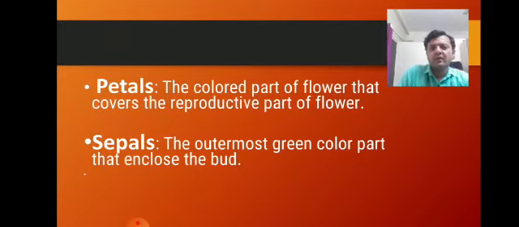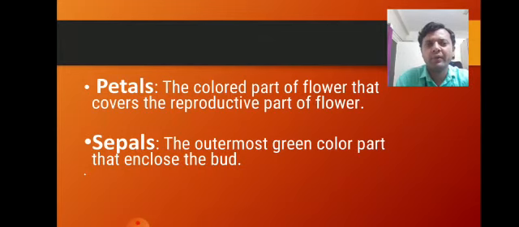Petals are nothing but the colored part of a flower that cover the reproductive part of flower. Then sepals, the outermost green color part that enclose the bud. Okay, you all know the bud, where the bud is located. Sepal encloses the bud, which is having the green color. That's still the simple part of the flower which you are already aware about, the petals and sepals.